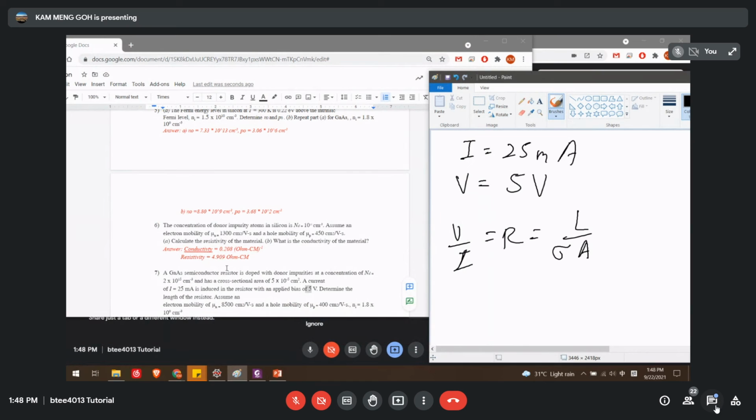So the cross-sectional area A is 5 times 10 to the power -5. This one, conductivity, is μn n plus μp p. We do the same thing. We assume that Na will be equal to 0. So μn is given, μp is given. Calculate the n, calculate the p, then substitute inside. So based on this 3 and 4, you can calculate the L.